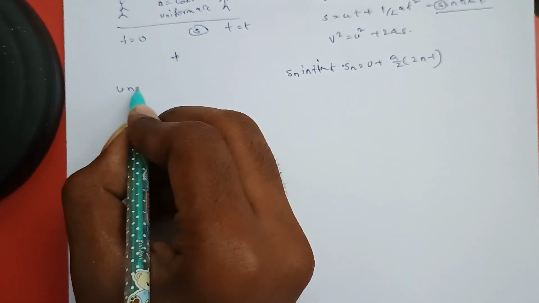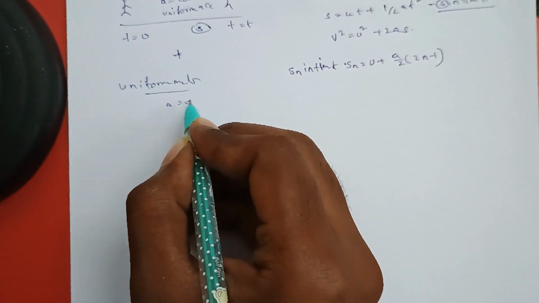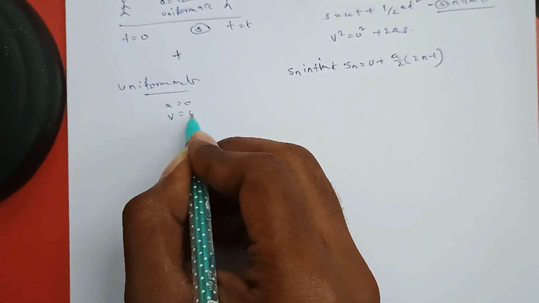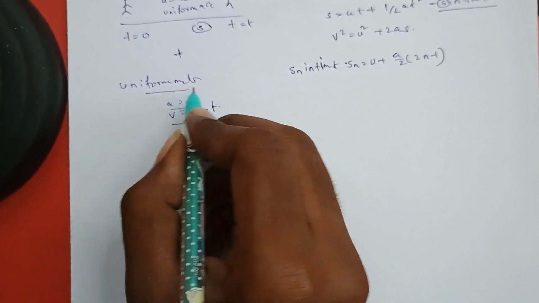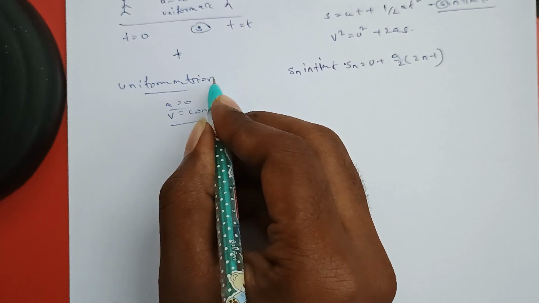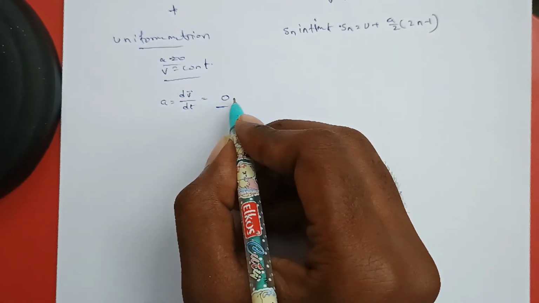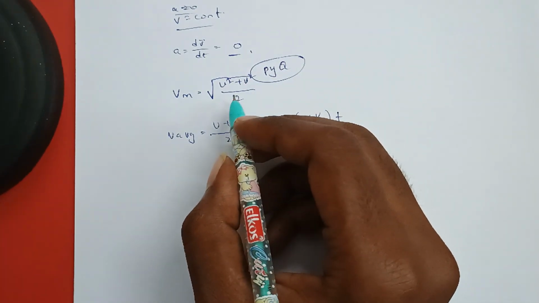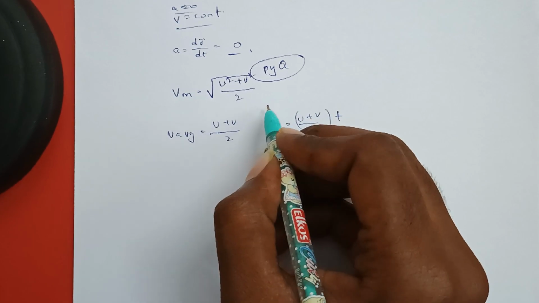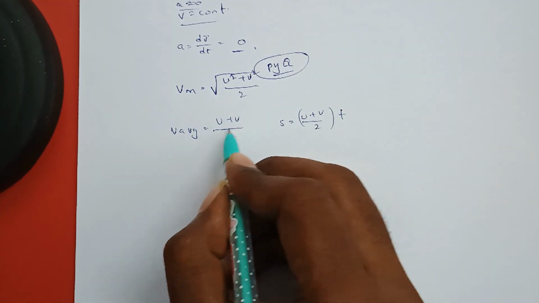If the motion is uniform motion, acceleration is equal to 0 and velocity is constant. This is the condition for uniform motion. The differentiation of a constant is 0, so acceleration is 0. Velocity of a body is equal to root of (u squared plus v squared) by 2. Average velocity is equal to u plus v by 2.